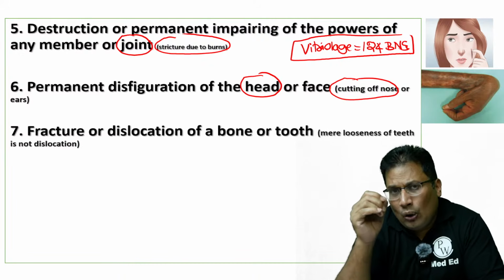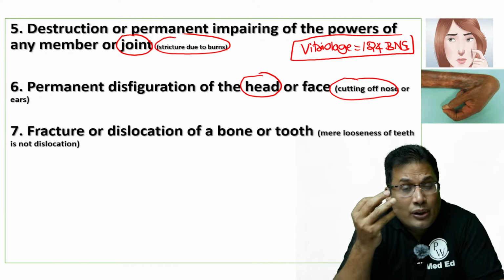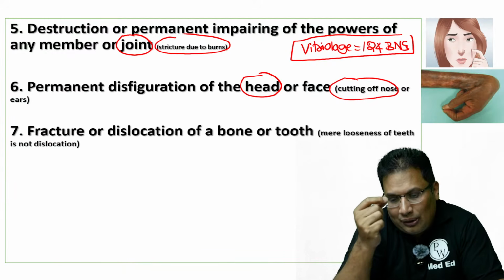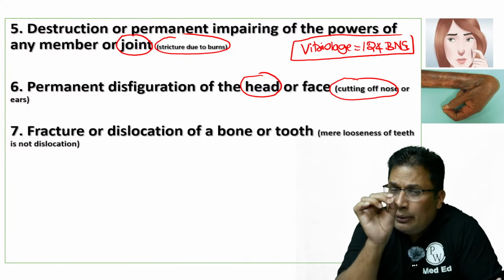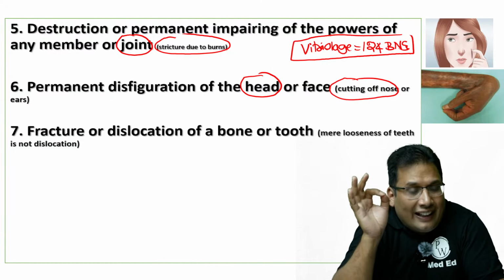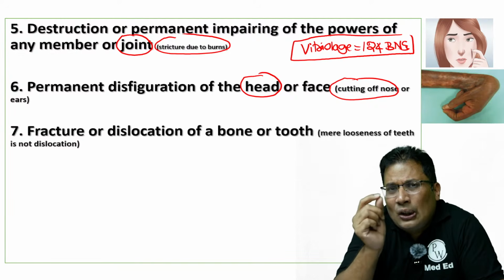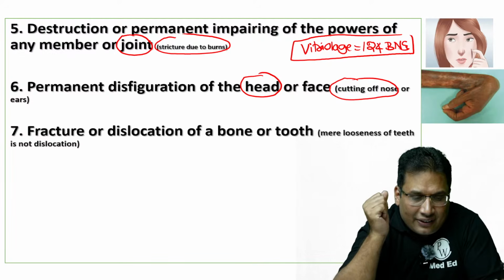Then the seventh clause: fracture or dislocation of bone, for example radius bone, ulna bone, or the tooth. The dislocation of a tooth can be grievous hurt. But remember, mere looseness of teeth is not dislocation. A loose tooth is not equal to dislocation. So that is as per 116 BNS.